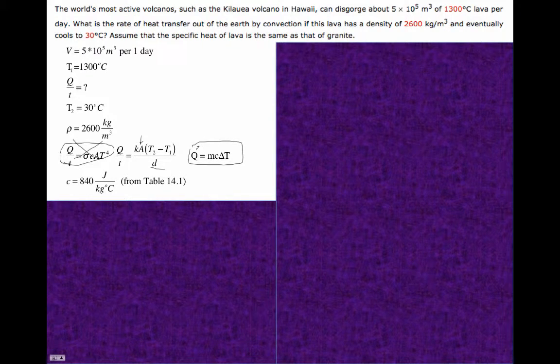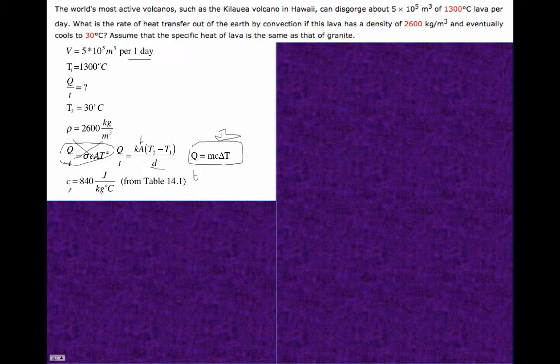So we're going to look at this Q, figure out the Q, and then we've got a time for the volume. The time is per day. As long as we've got a time, we can put Q over T and find Q over T. So we're going to try this route first as being the more likely one, because trying to figure out an area from this volume is going to be really tough.